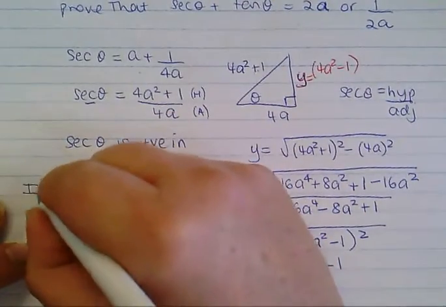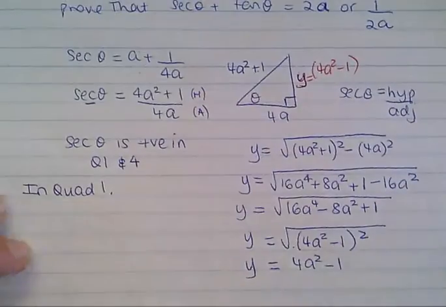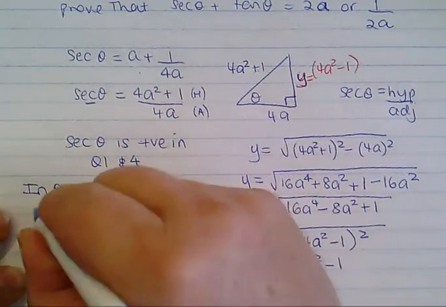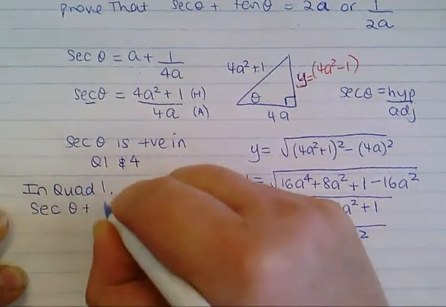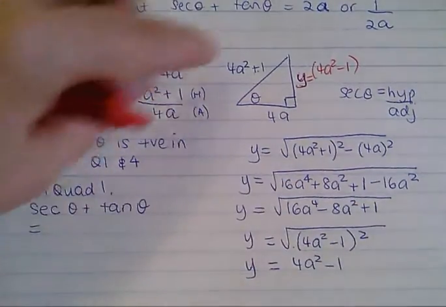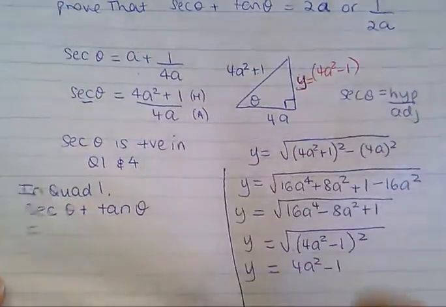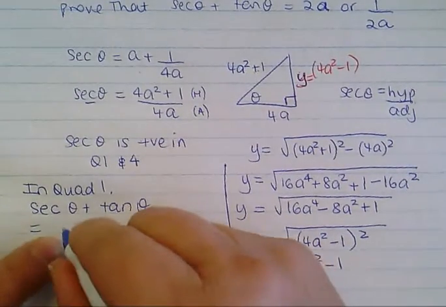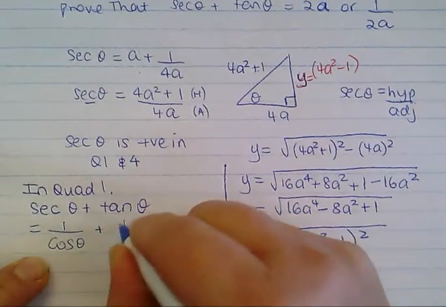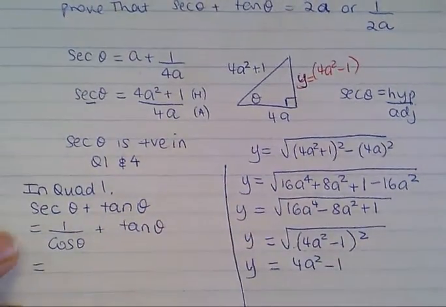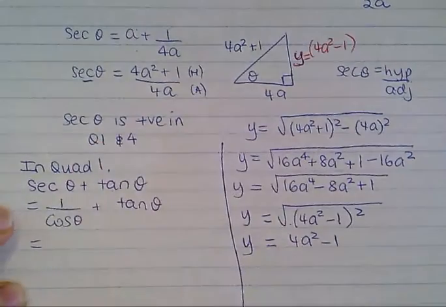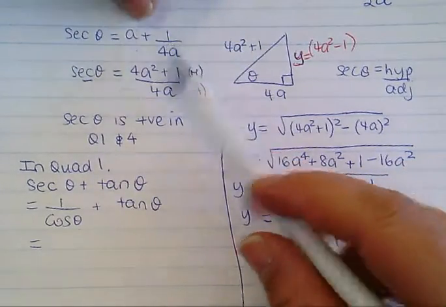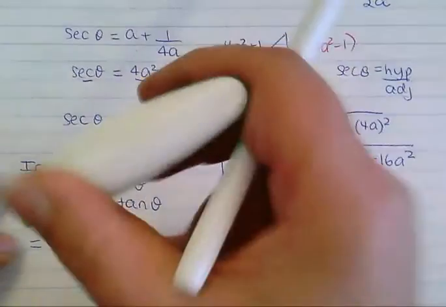Now we can work out our other ratios. So in quadrant 1, we know that all our ratios are positive. So we want to work out sec theta plus tan theta. Now that we've got our triangle, we can do that. It's positive. This is 1 over cos theta plus tan theta. In quadrant 1, they're both positive. 1 over cos, well, sec, we already have it.